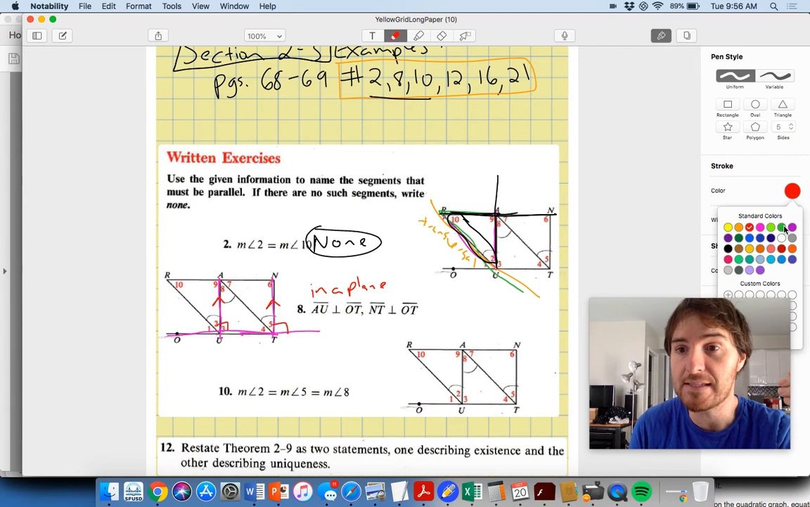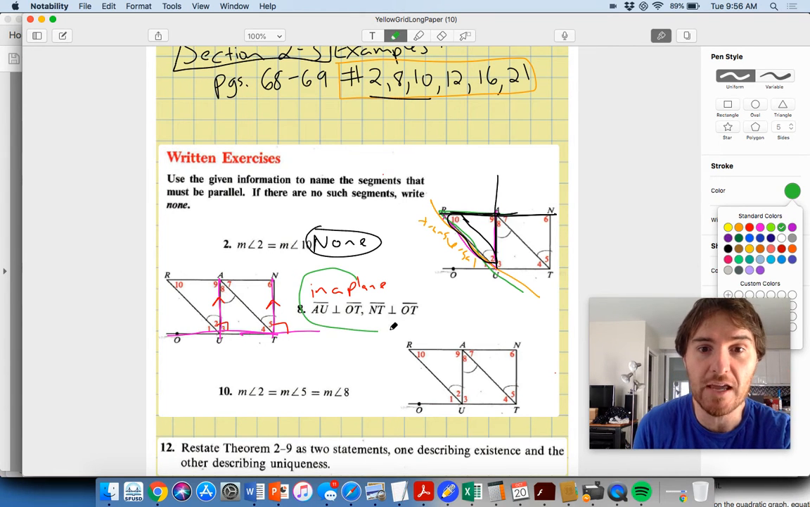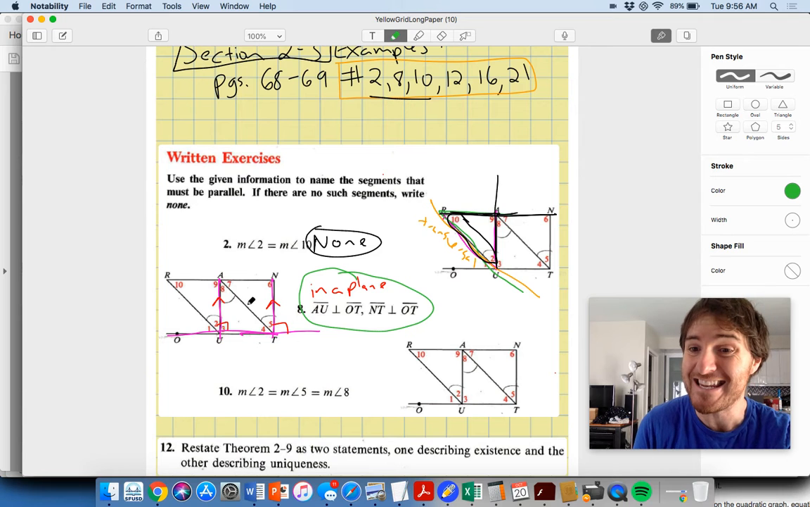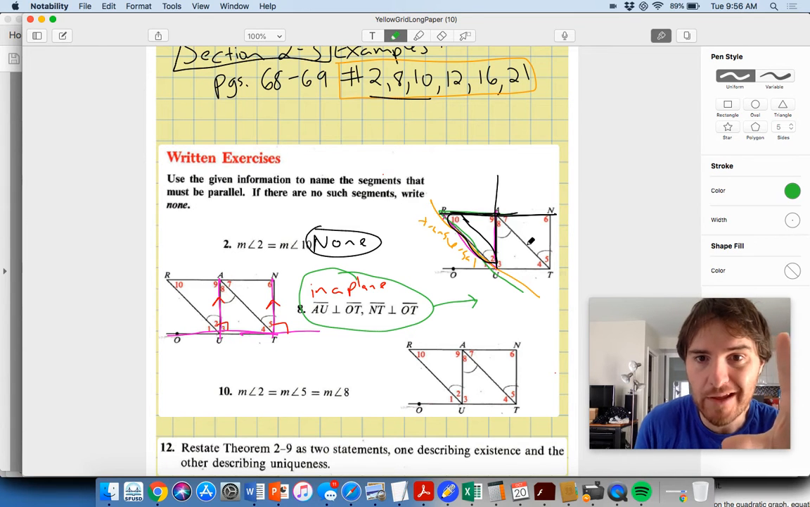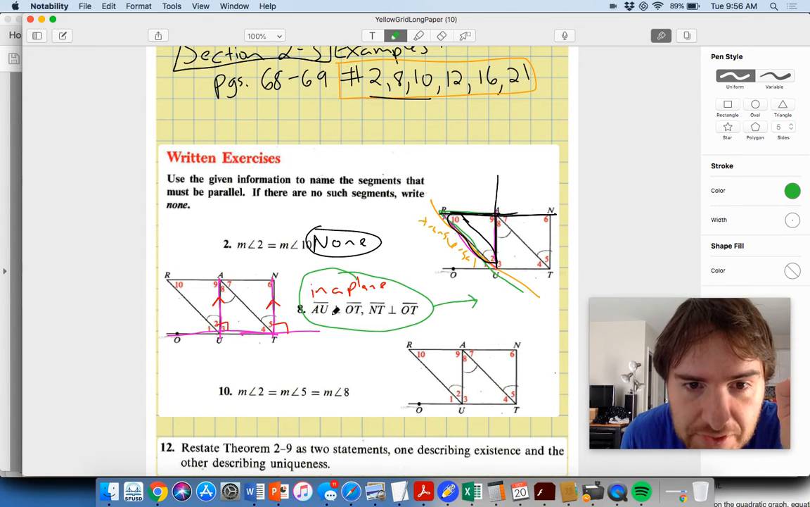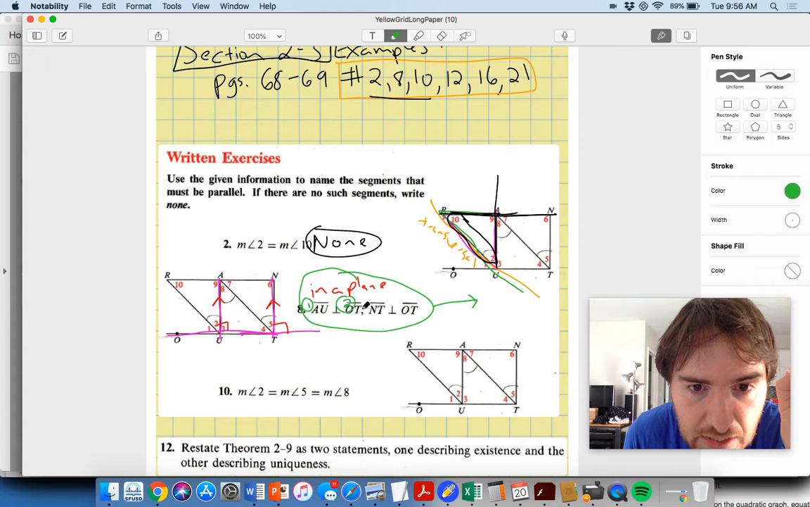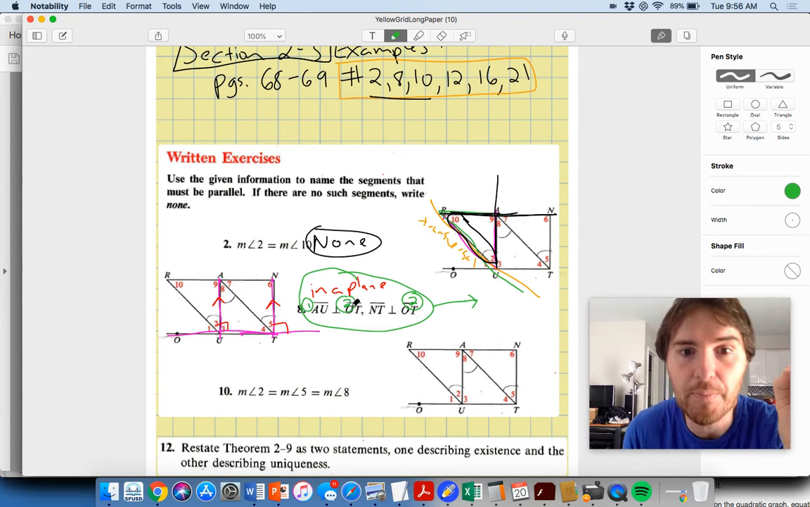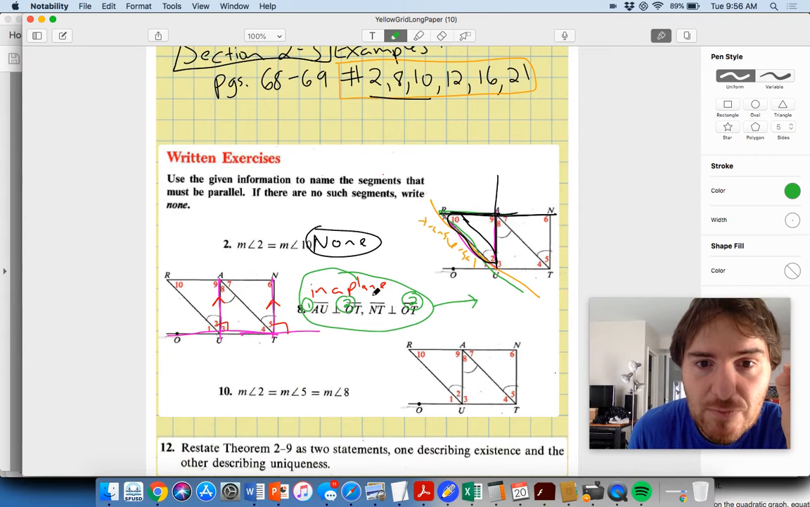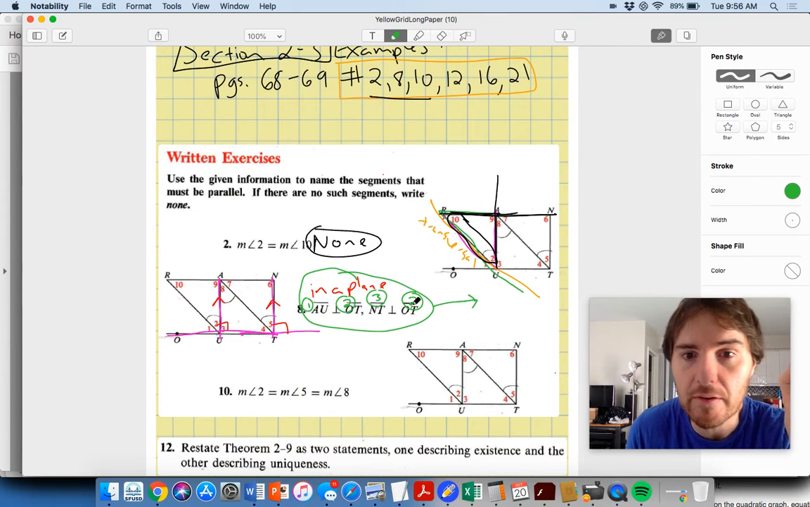If we're just looking at the actual information here, we didn't even need this diagram to confirm that AU and NT were parallel. If we had just known that we're in a plane, what do we notice here? Two lines. We have line 1, AU, and it's perpendicular to a second line, OT, and then OT is mentioned over here again. So line 1 is perpendicular to line 2, and we have a third line perpendicular to line 2, which is NT right here.